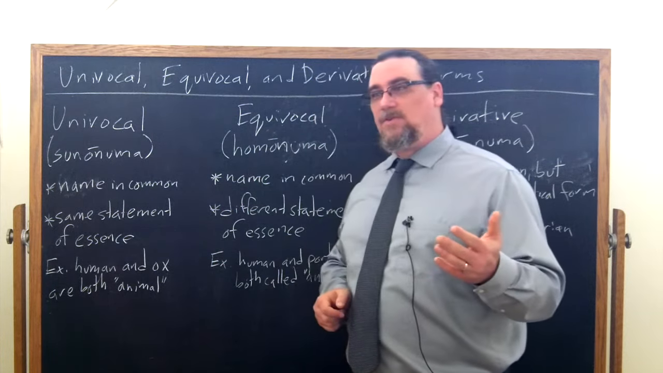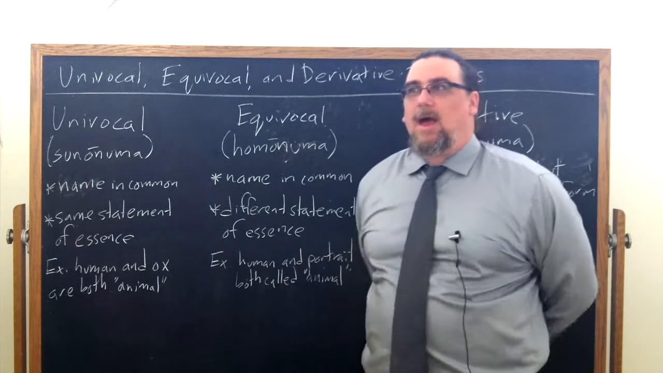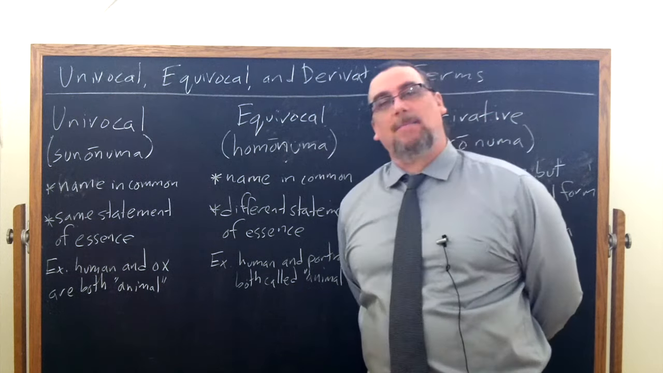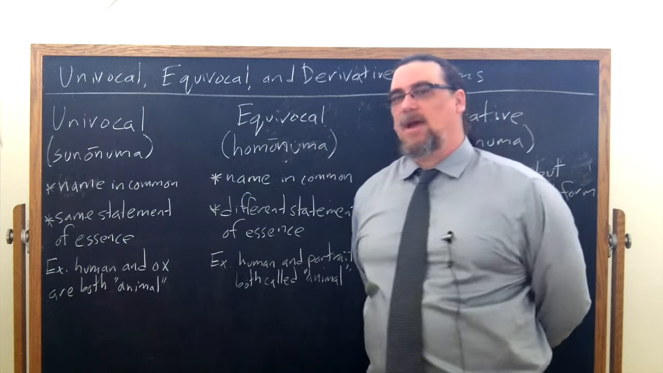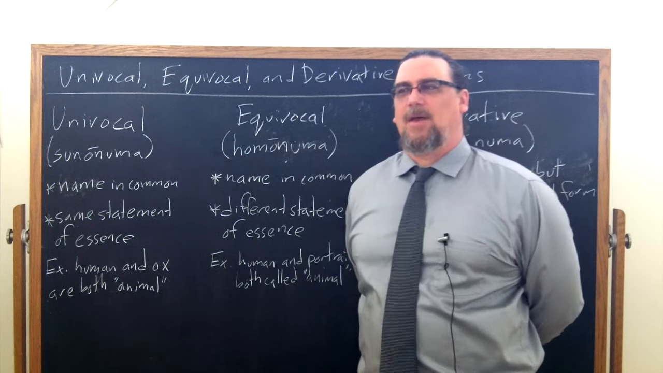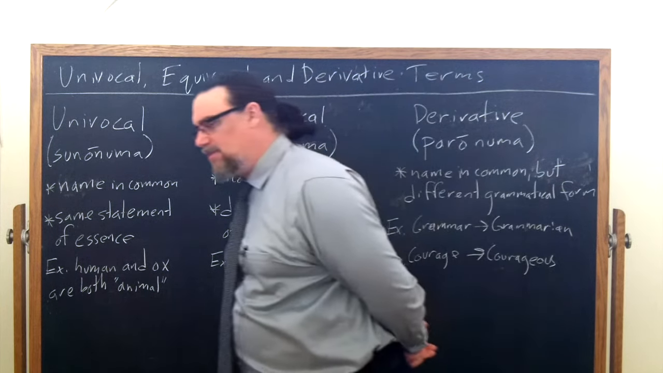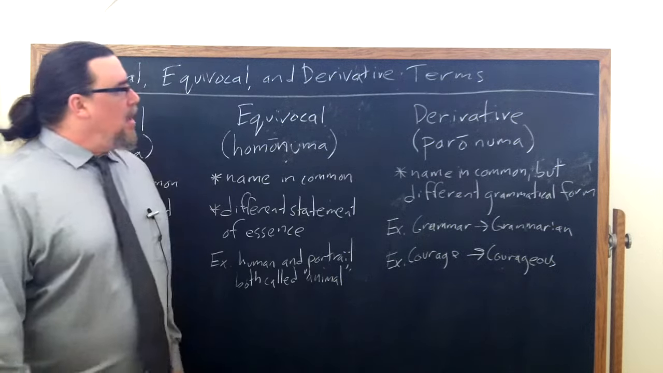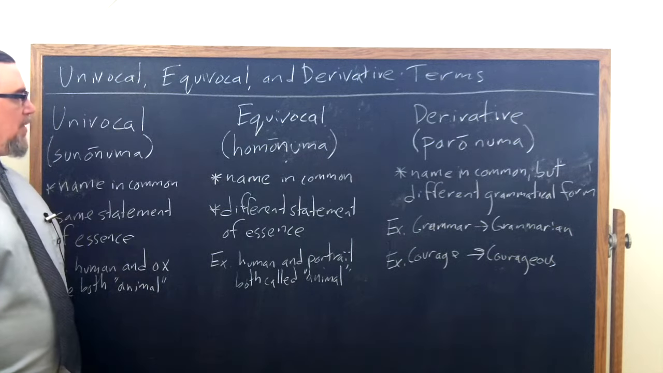This wouldn't work if we said human being and amoeba. An amoeba is a different kind of life. It has some things in common with animals, it seems like, but I think we classify it still as something different. All right, let's look at equivocal now.